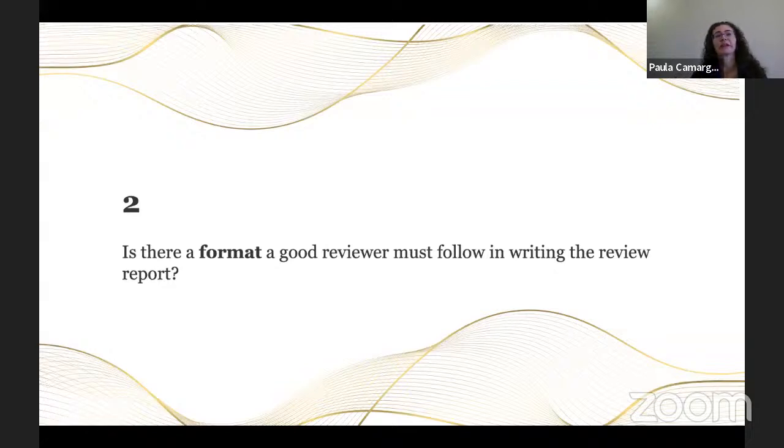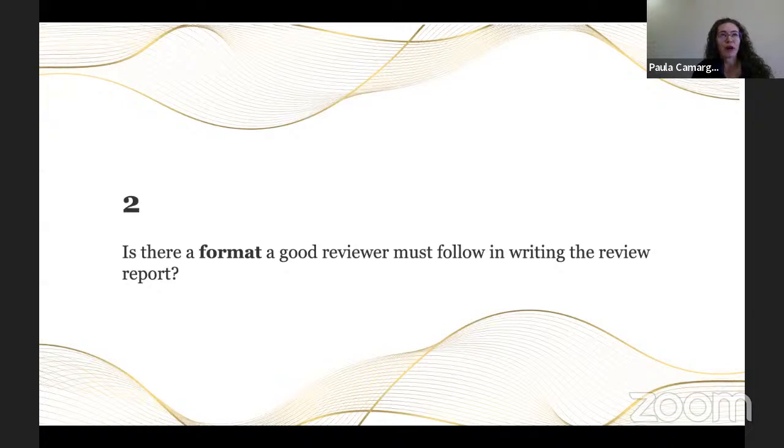So for me, I don't think it's very helpful when you get a comment like, I don't think you explained your method well. So what was not explained well? Tell the author where it is in the paper. Or methods are not consistent. What is not consistent? Again, you should try to help the author to improve the paper.